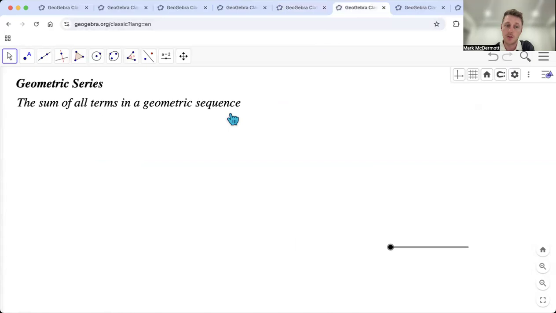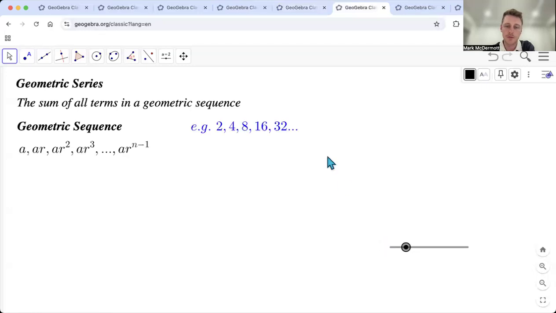Next up, geometric series. Just like an arithmetic series, a geometric series is when you sum all the terms, but this time it's in a geometric sequence. So let's see if we can do that. Let's look at an example of a geometric sequence. Again, 2, 4, 8, 16, 32, a classic geometric sequence.